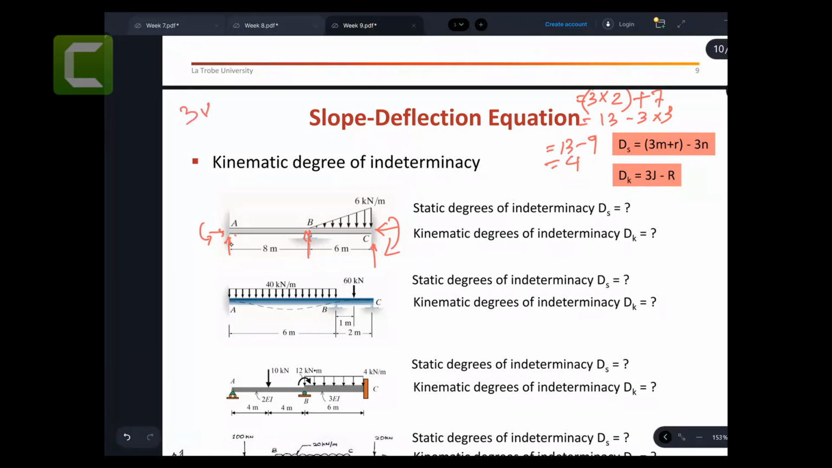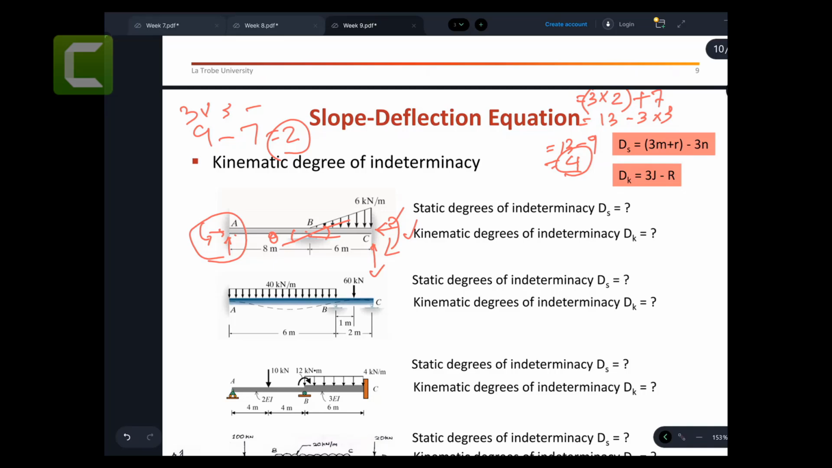Now 2j minus r. 2 times how many joints do you have? 3 joints. How many reaction forces do you have? 7. So 6 take away 7... so equal to 2, two kinematic degrees of indeterminacy. So these 4 represent that there are a total of 4 unknown forces. As you can see, there are 3, and this one you need to find. So that's 4 extra forces. This one too, because this particular joint has rotations. You can see there is a rotation here and there is a rotation here.